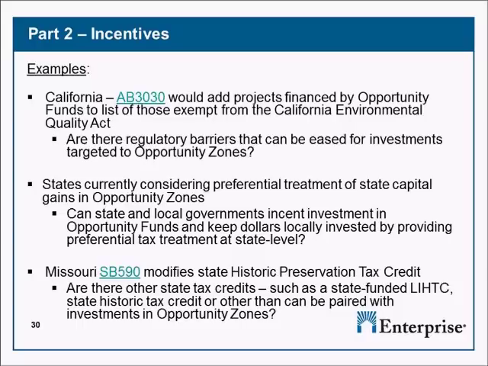I'm really interested to see how creative states can get with a state-funded low-income housing tax credit, and potentially use that to pair with the opportunity fund investments to attract dollars into opportunity zones that would like to see some of those investments.